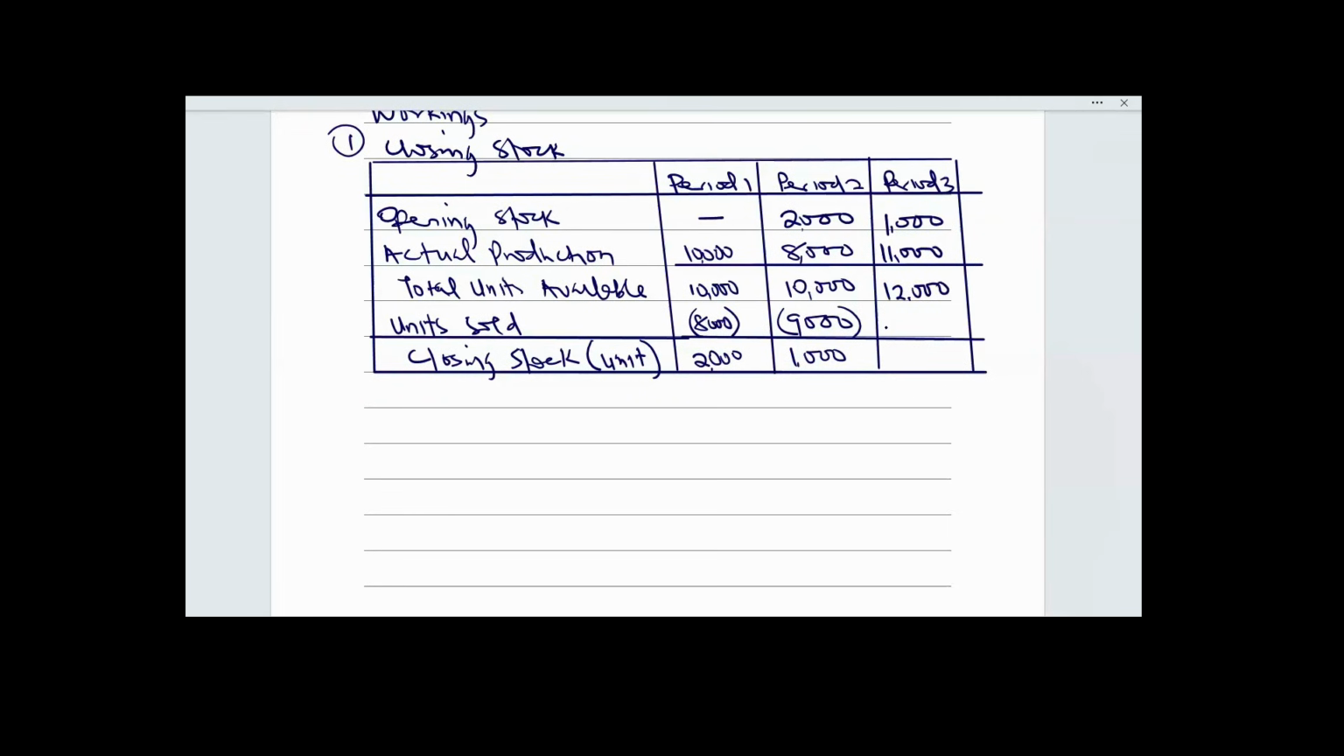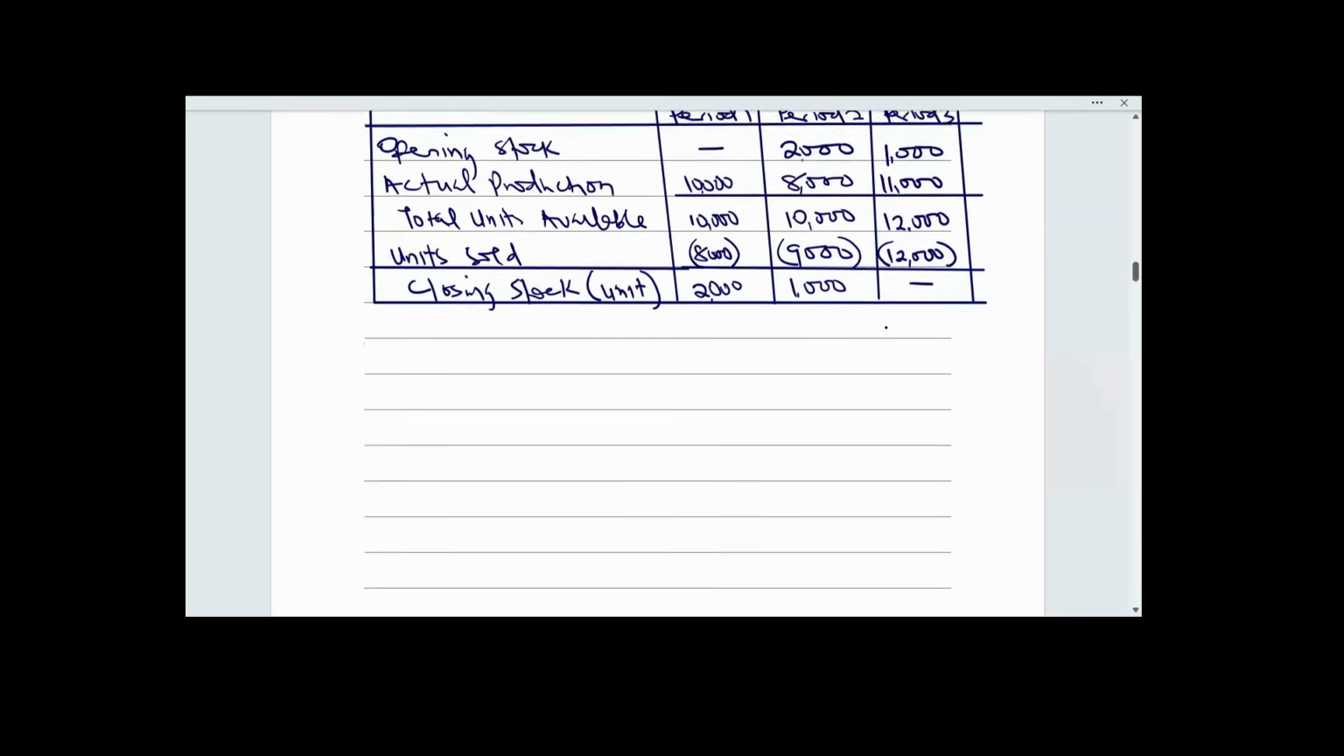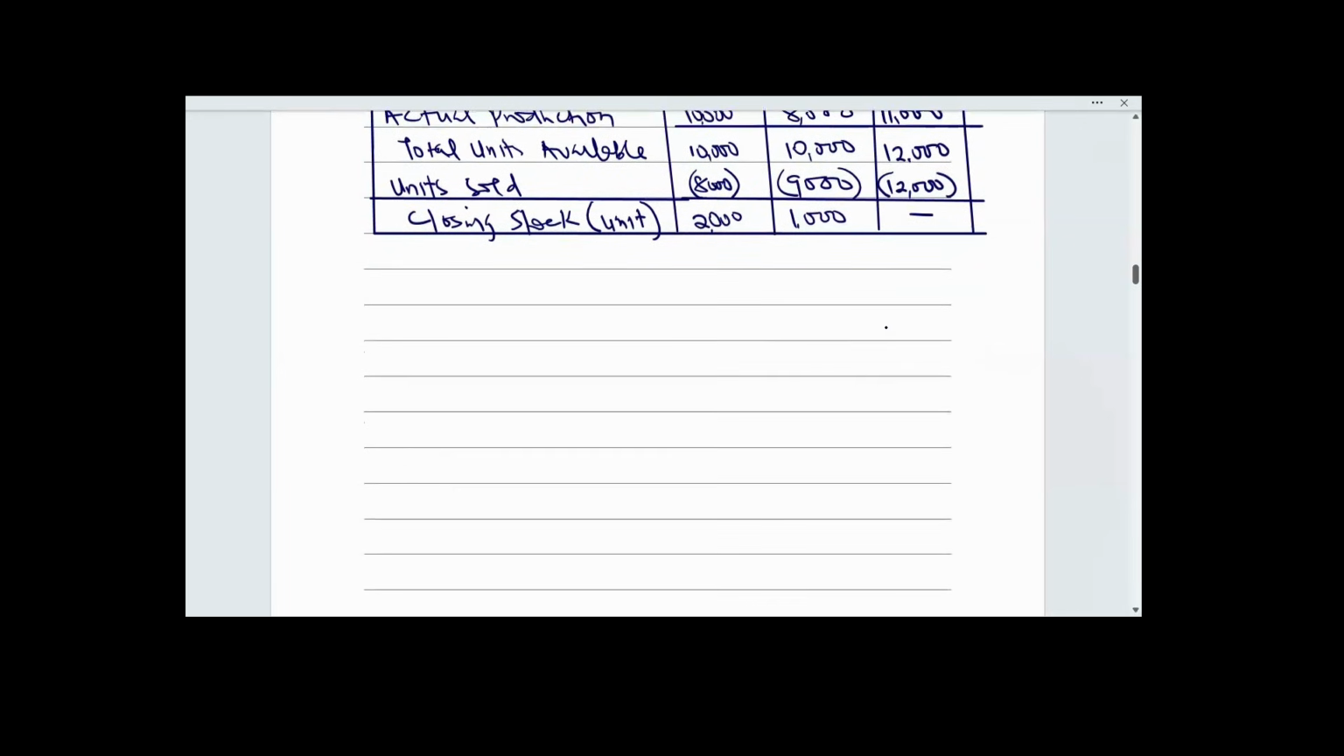How many units were sold in the third period? 12,000 units. So that means there is no closing stock at the end of period 3. Now that we have determined the closing stock in units, we need to value the closing stock. I will then say valuation.